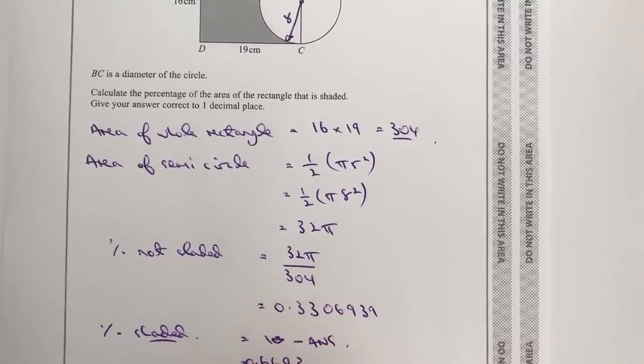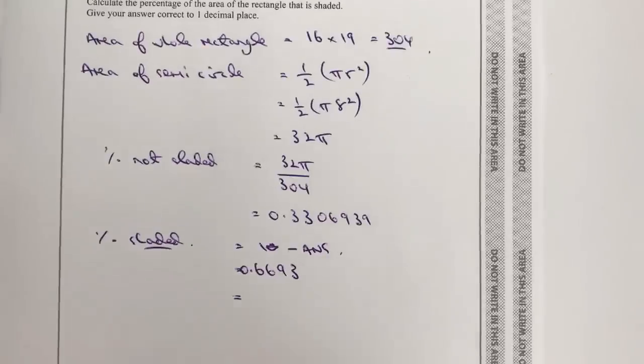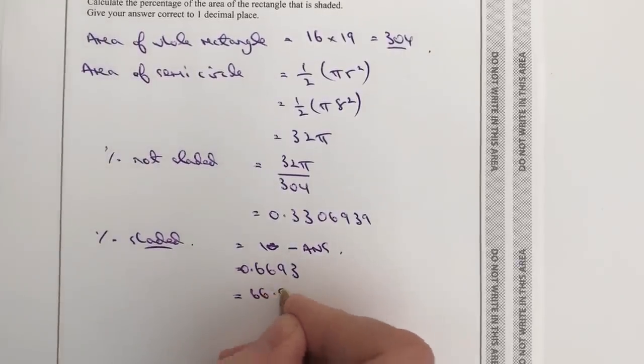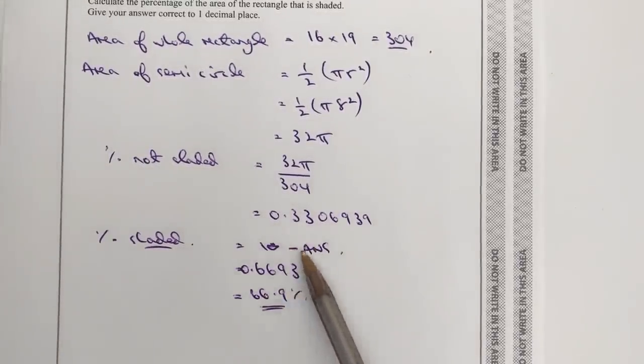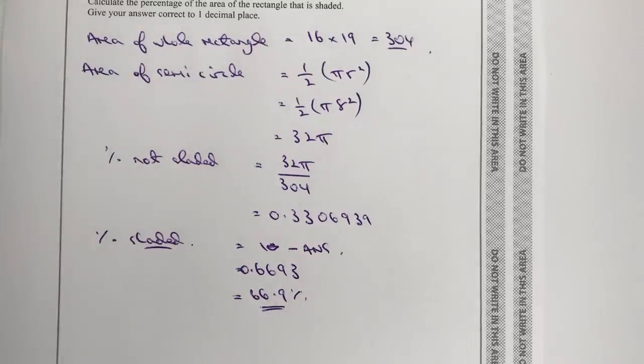0.6693, which is the same as saying 66.9%. Remember that these are actually decimal equivalents because the calculator works in decimals, so it's going to give me a decimal equivalent. Okay, so to 1 decimal place, that's going to be 66.9. Okay, hope that's all right for you. Please do print off the PDF and have a look at it for yourself.